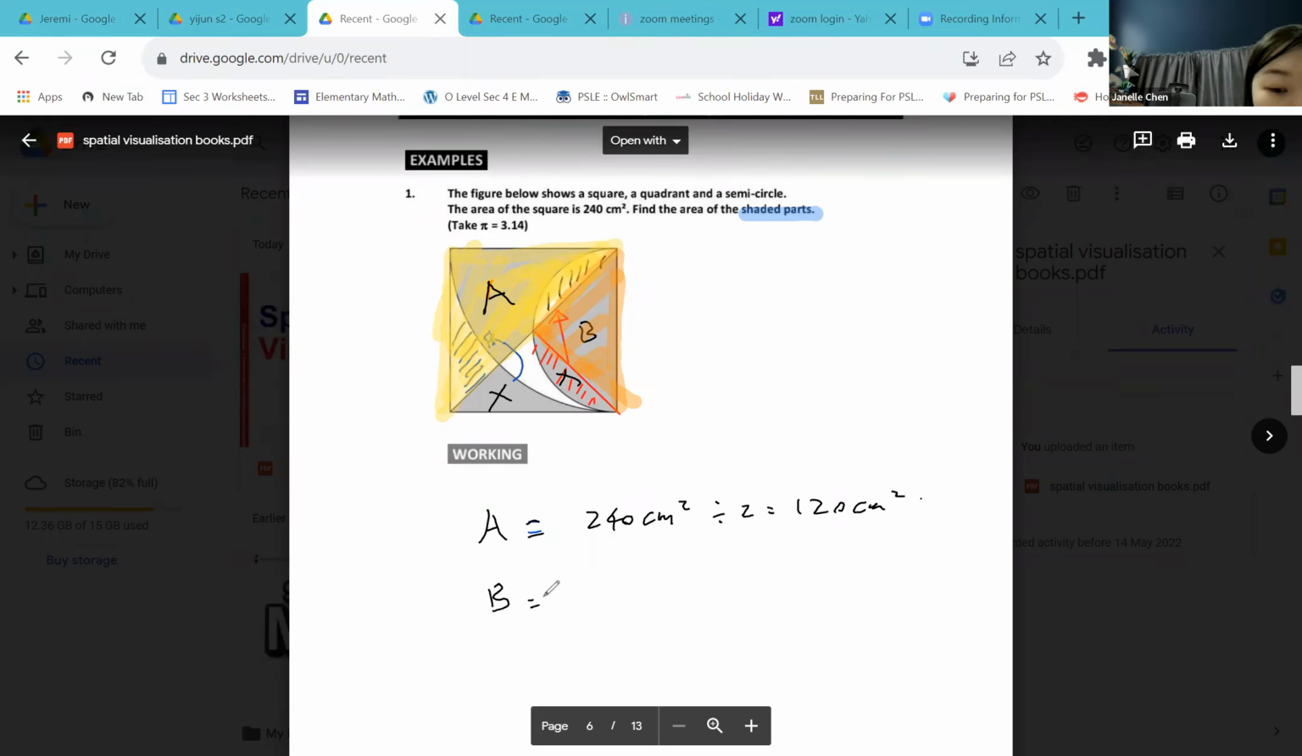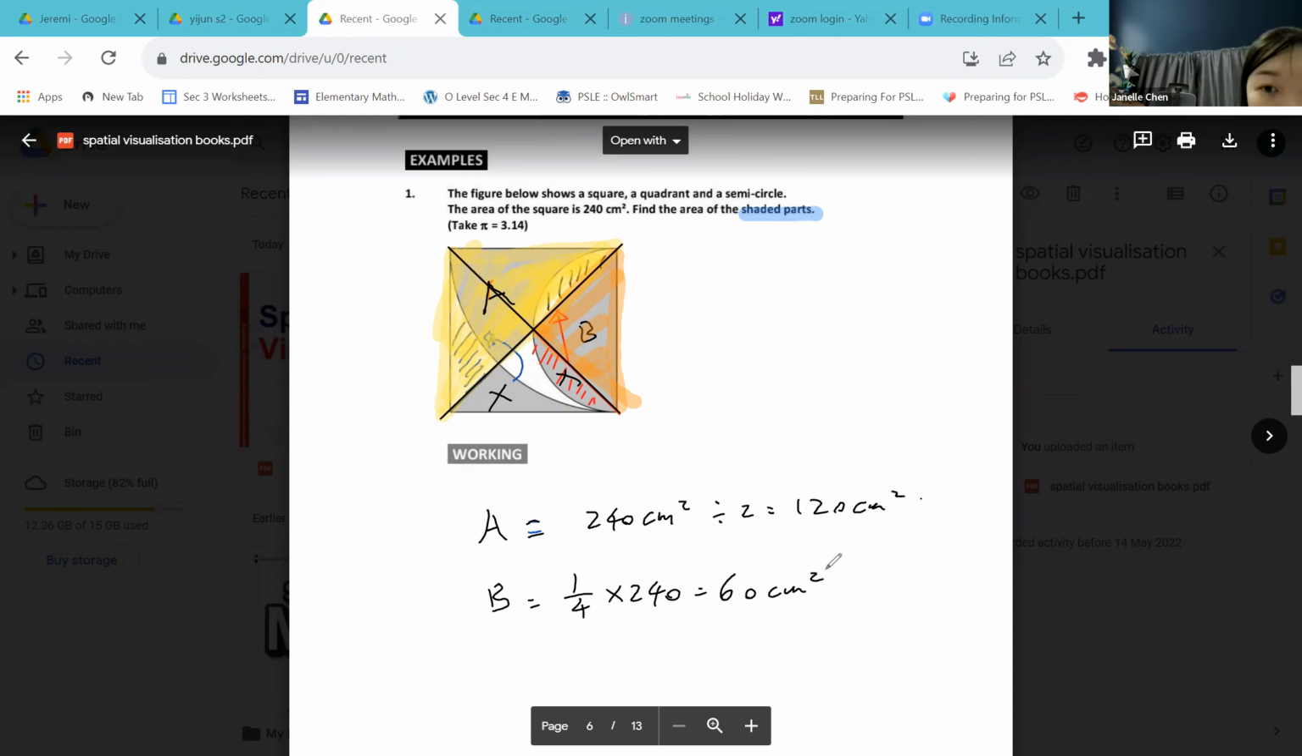And then we have B. B is basically 1/4 of it, right? If you can see, if I cut across the whole thing here, this is basically just going to be 1/4 of the square that we have here. So you will have 1/4 multiplied by 240, and then we have 60 cm squared here.